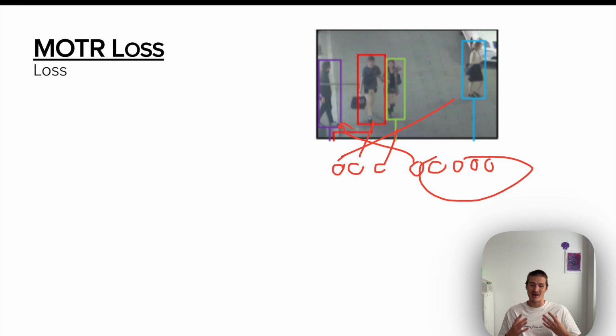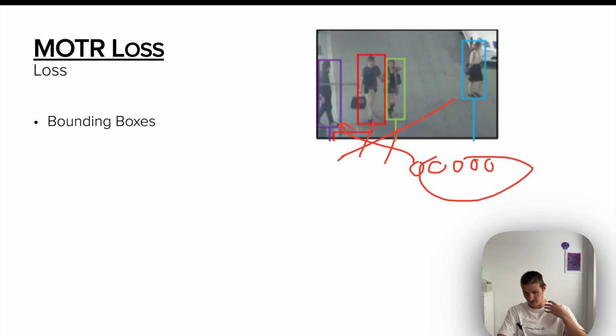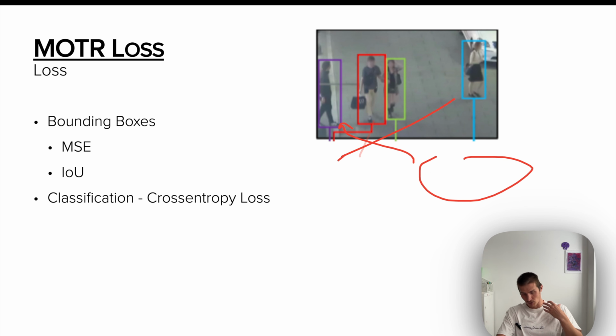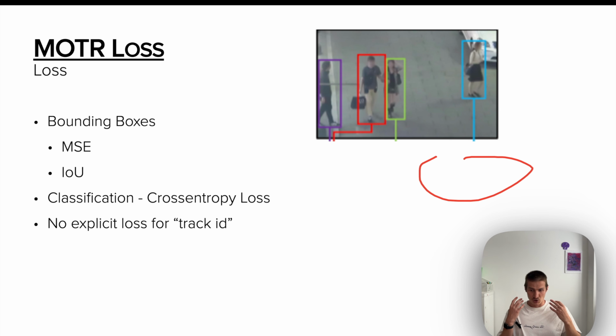Now when we have this matching, we can compute the actual loss, and the actual loss will be exactly the same as in DETR. You will have some loss for bounding boxes, mean squared error, intersection over union. We'll have some loss for classification, cross entropy loss, and note that there is no explicit loss for track ID. So track ID is implicit here. It's implicit in the order of the queries. It's implicit in the matching that we've done, but there is no actual loss component for that.